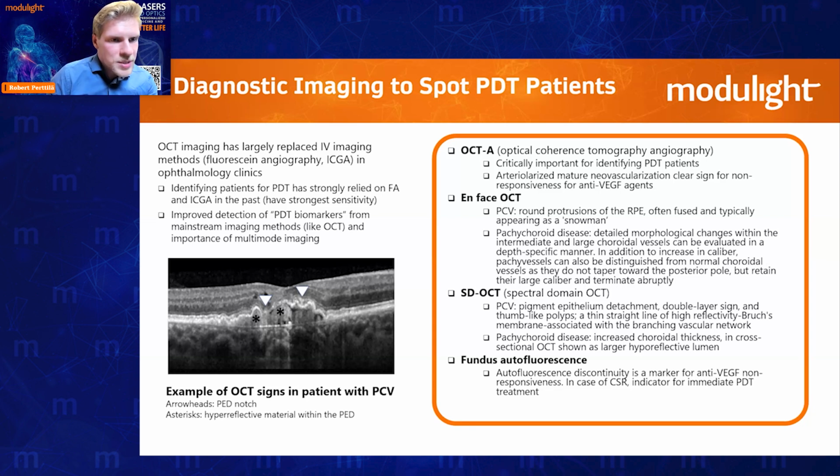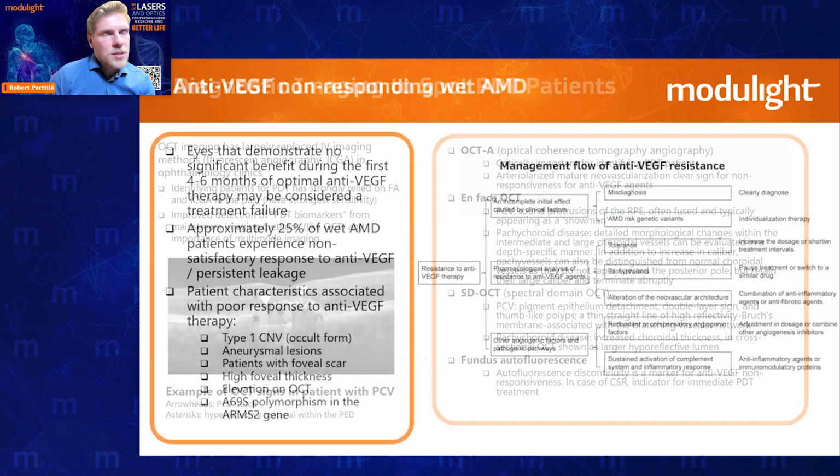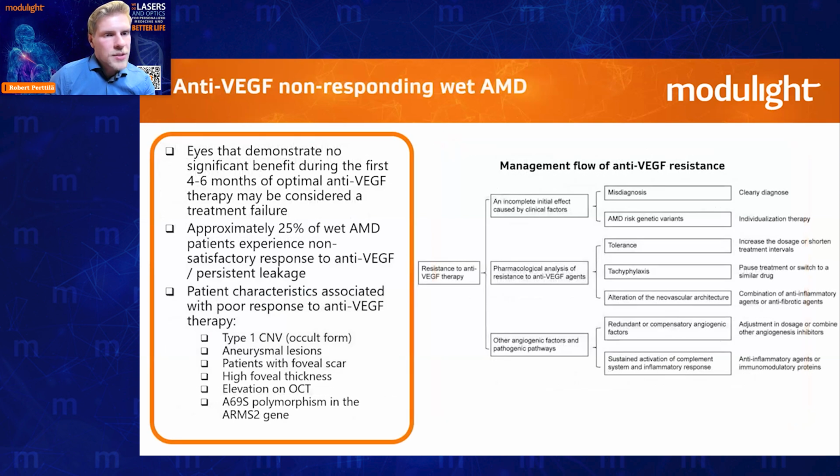Then for non-responding AMD, basically a non-responder is determined when there is no benefit 4 to 6 months after anti-VEGF injections. That could be considered treatment failure, and approximately up to 25% of wet AMD patients experience some non-satisfactory response or some persistent leakage to the retina.